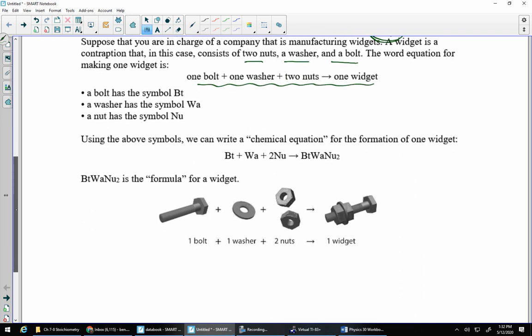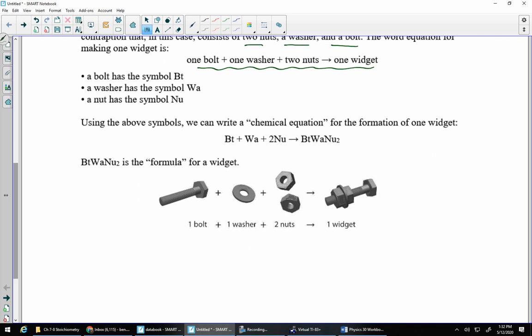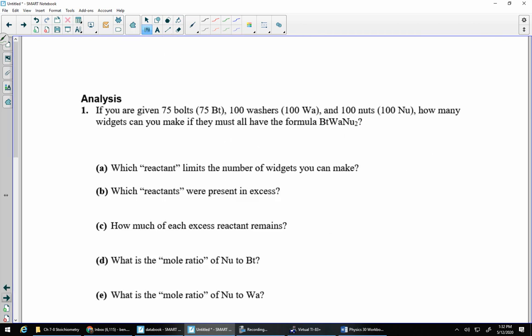We can actually write a chemical reaction for this. So 1 bolt plus 1 washer plus 2 nuts is equal to 1 widget. Cool. Or the diagram down below: 1 bolt, 1 washer, 2 nuts is equal to 1 widget. Kind of makes sense. That's the only way to make these particular widgets.